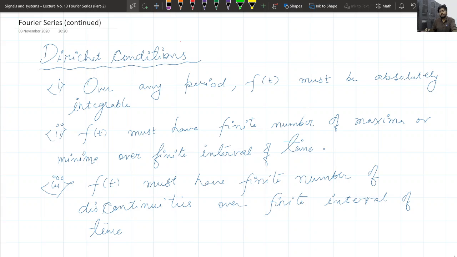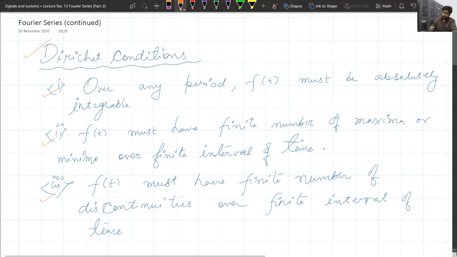In the previous lecture, we dealt with the condition of the existence of Fourier series, which is called the Dirichlet conditions. So these conditions were: first, over any period the signal must be absolutely integrable, and second, f(t) must have a finite number of maxima or minima in any finite interval of time.